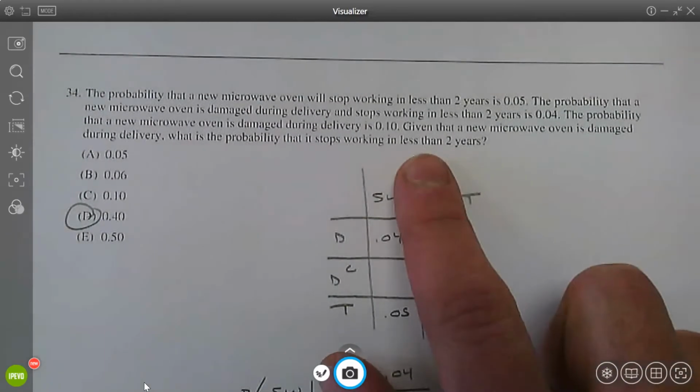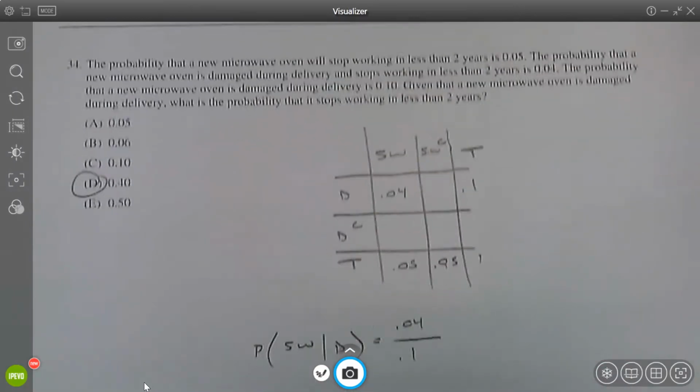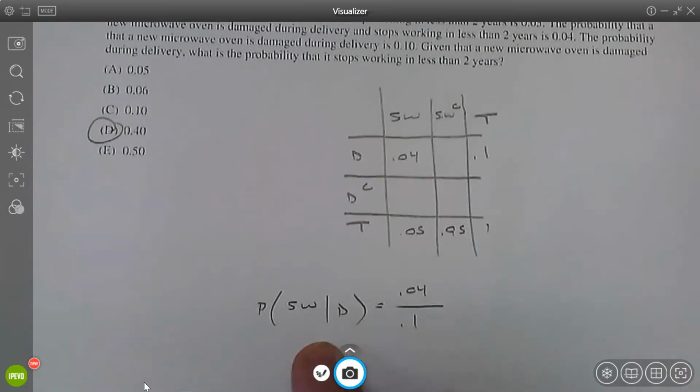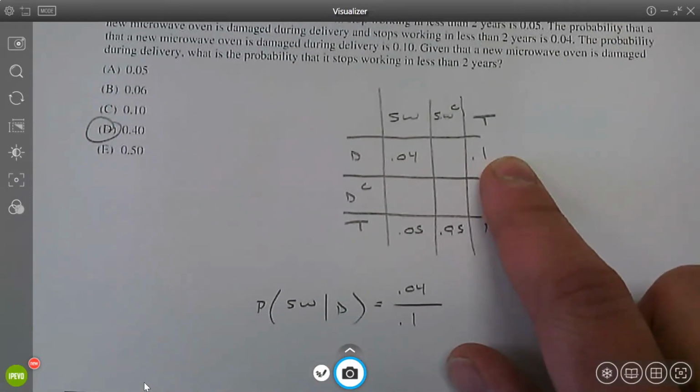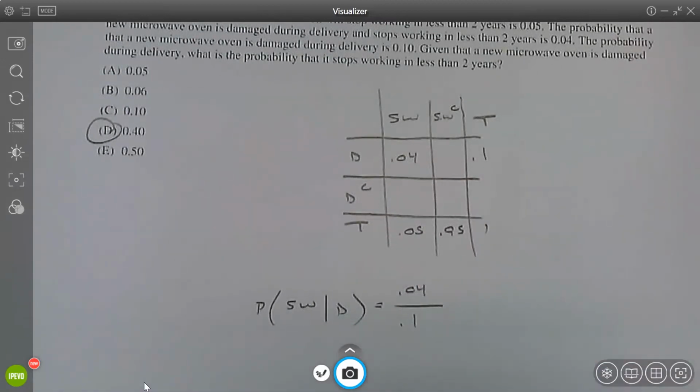Now, given the oven is damaged during delivery, what's the probability it stops working? Just this formula here. Given it's damaged, 10% of the time it's damaged, out of which 4% of the time it stops working. That equates to 40%.